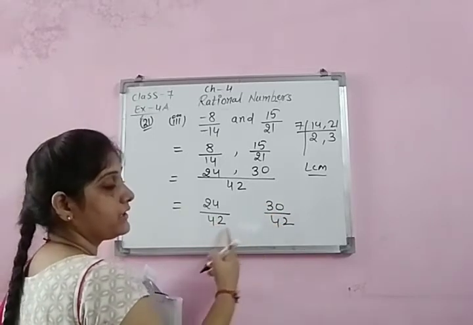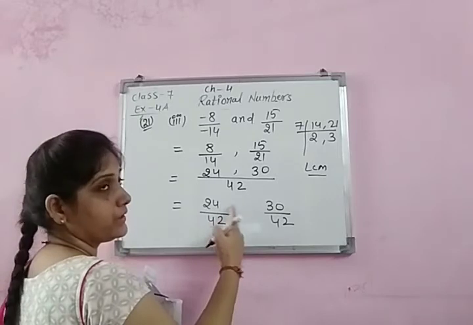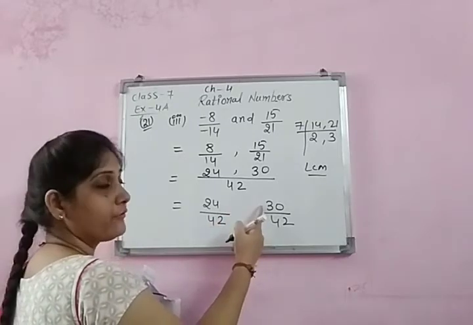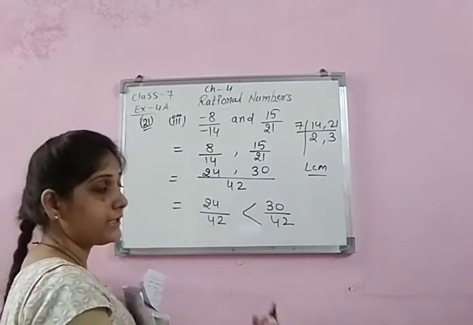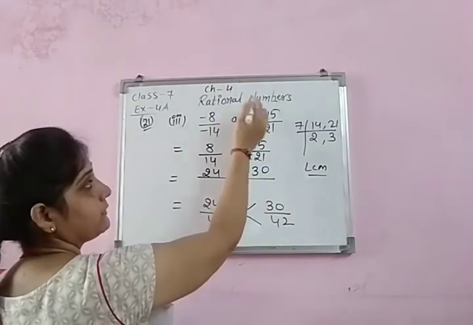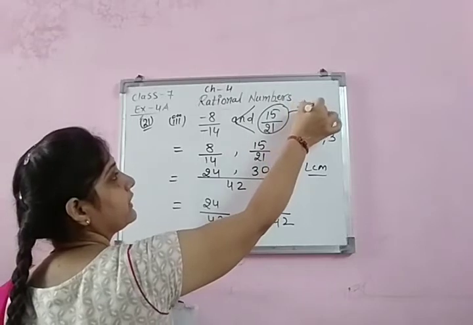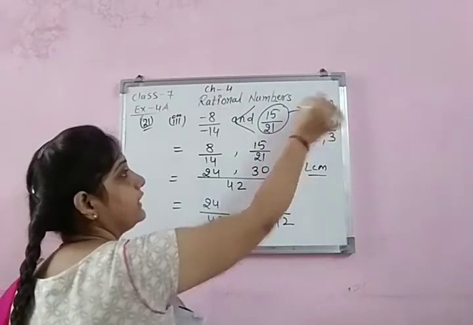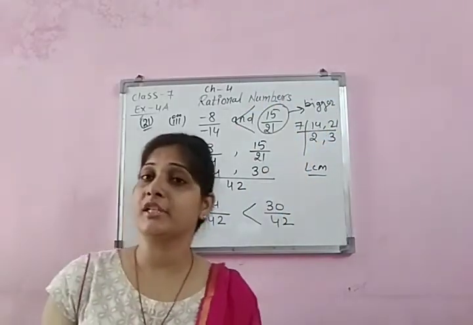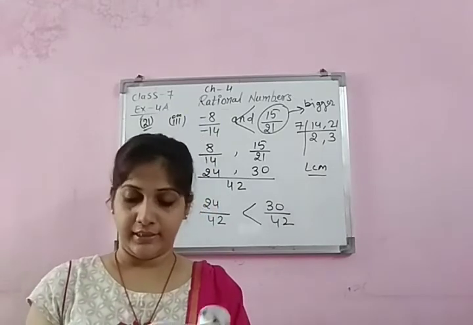If the denominators are the same, we just have to compare the numerators. Which is bigger, 24 or 30? 30 is bigger, so put the sign this side. It means this 15 by 21 is bigger. These are not equivalent. So what do we say? The given rational numbers are not equivalent.